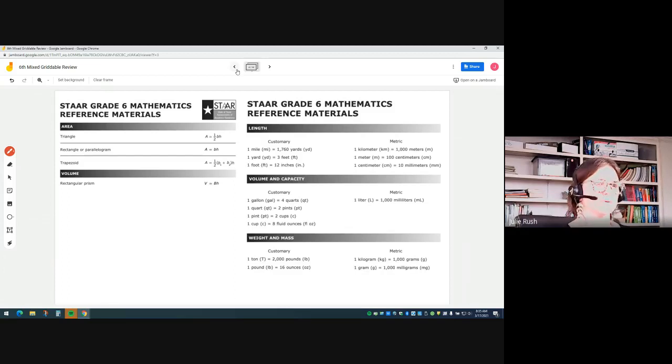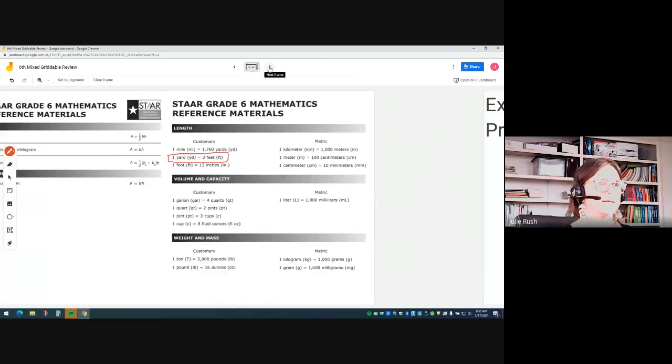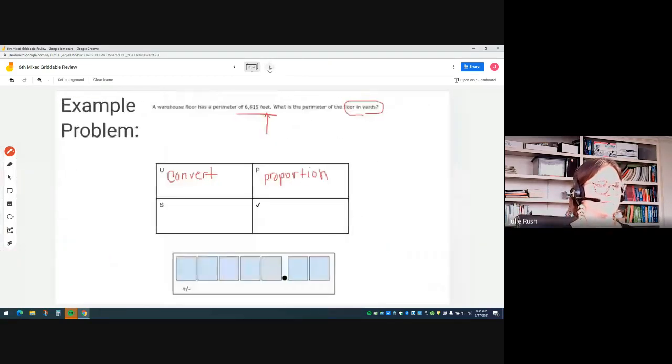All right, so we are converting yards to feet. And if I look at my formula chart, they give it to me right there. Okay, 1 yard equals 3 feet. So let's go back to our question that we're working on. One of our givens: we have feet and we have yards. And what they have told us is that for every 3 feet, it equals 1 yard. They told me that I have 6,615 feet.